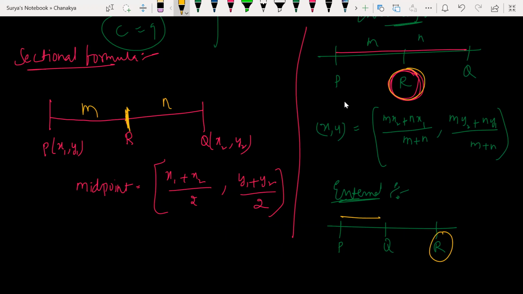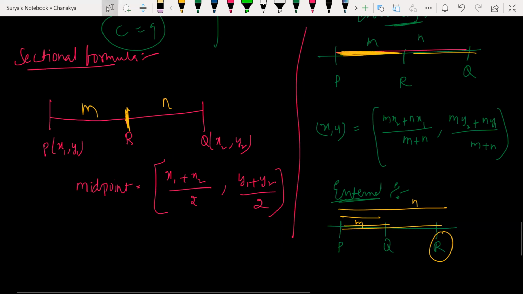Now look at this here. Let's say that this is m and this is n. Here it was m, here it was n. PR is equal to m, RQ was n. Don't worry, you will be learning briefly in 10th standard. This is not your concept. This is ICSE syllabus. I'm explaining it to him.